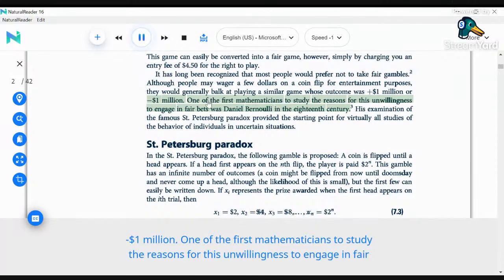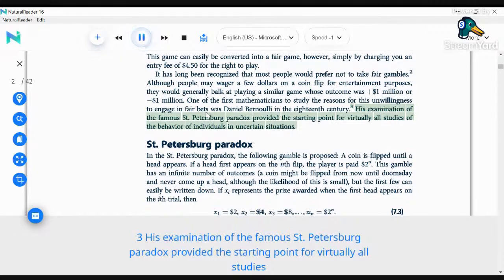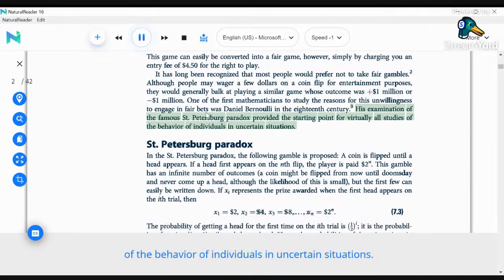One of the first mathematicians to study the reasons for this unwillingness to engage in fair bets was Daniel Bernoulli in the 18th century. His examination of the famous St. Petersburg paradox provided the starting point for virtually all studies of the behavior of individuals in uncertain situations.